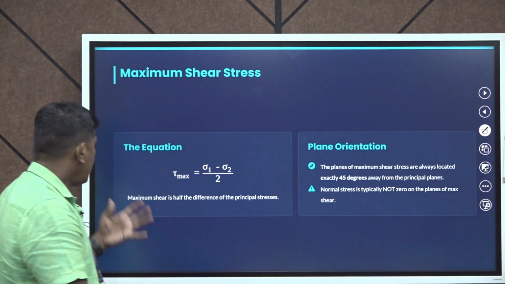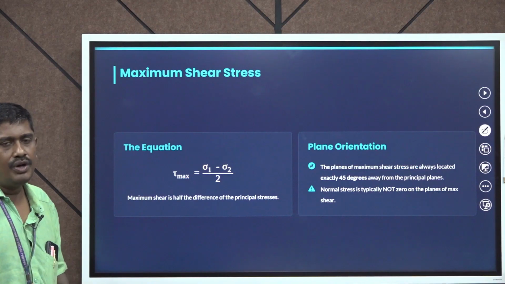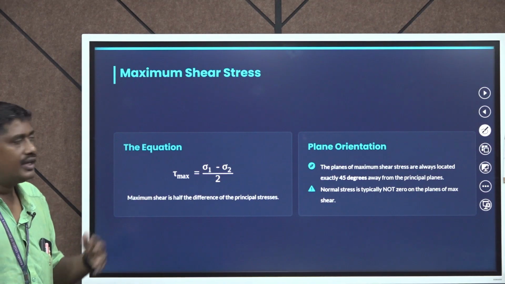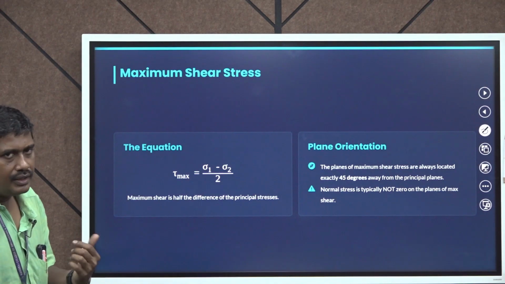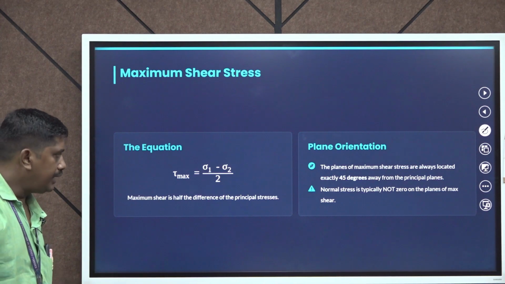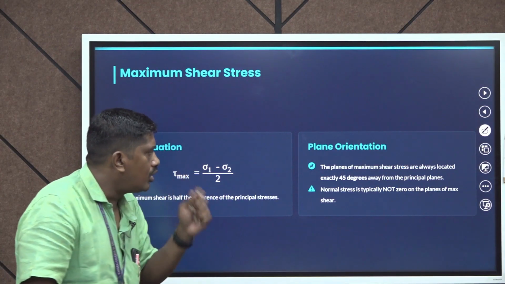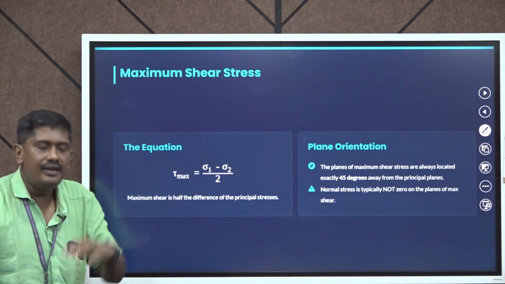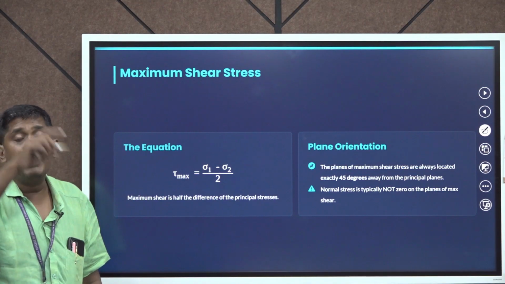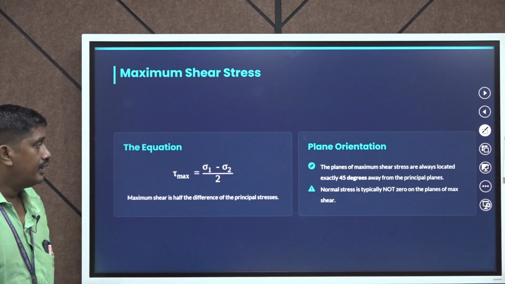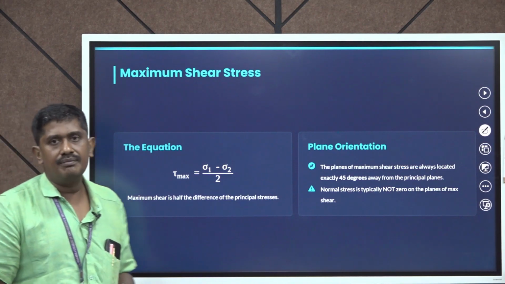For maximum stress, previously we only focused on normal stress. Here it is the shear stress. The maximum shear stress is sigma 1 minus sigma 2 by 2. Regarding plane orientation, the maximum shear stress is always located exactly at 45 degrees. Already in the previous slide I told you that the maximum shear stress occurs at exactly 45 degrees. And normal stress is typically not 0 on any plane at maximum shear stress.